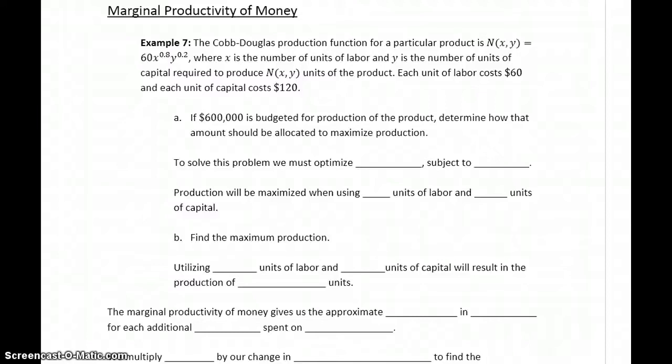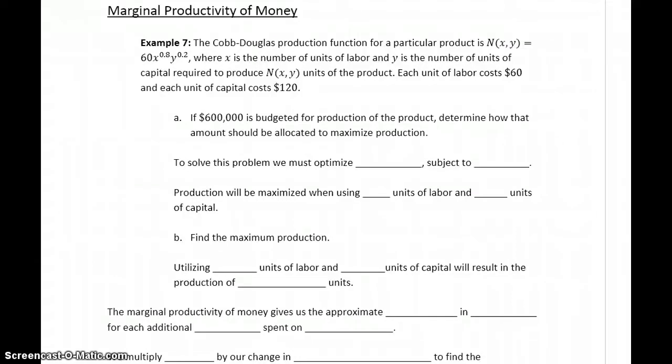The last application that we want to look at is the marginal productivity of money. Before we get into what that is, let's work another example here, or more accurately, we'll give the results from another example, but it would be worked very similarly to example 6. So we have another Cobb-Douglas production function.